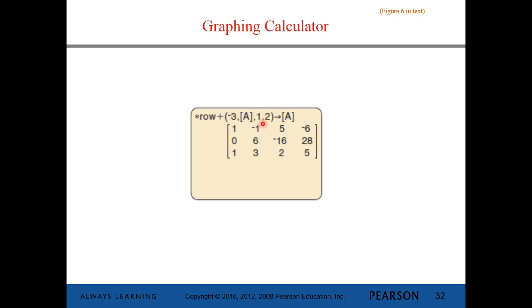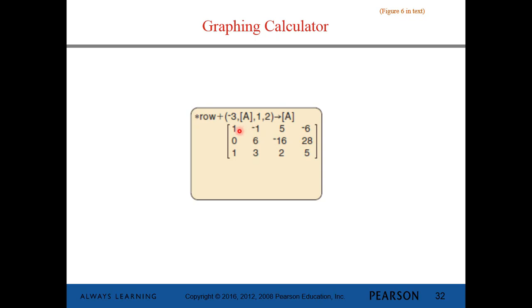And then what are we going to do with that? We're going to add it to row 2. So this is the one we're multiplying, and this is the one we're adding to. So we're going to take negative 3 times row 1 and add it to row 2. And then we're going to replace row 2 with whatever we got. Once we do that and hit enter, the calculator will give us our new matrix. So notice, look, it's all 0, and these are the new numbers. The other 2 rows were left unchanged.